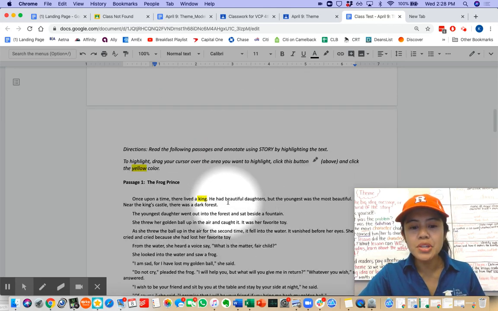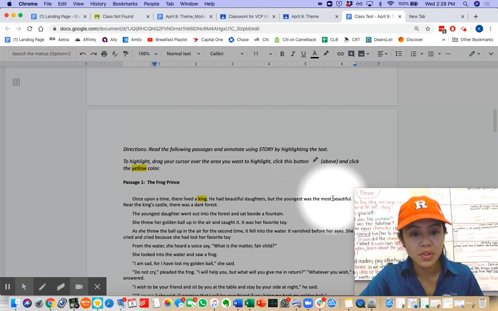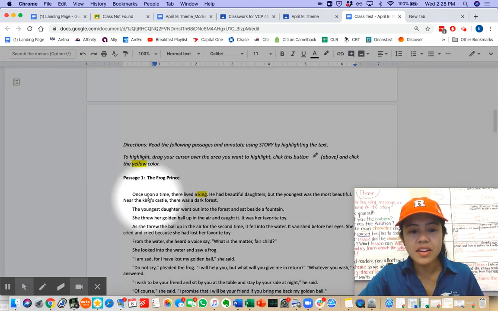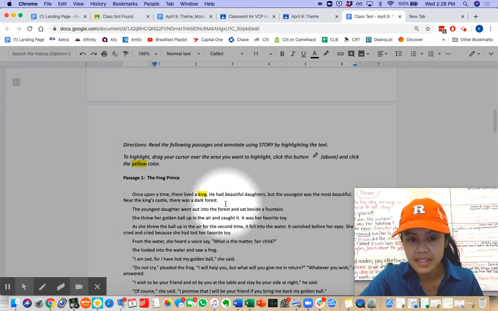He had beautiful daughters, but the youngest was the most beautiful. Near the king's castle, there was a dark forest.